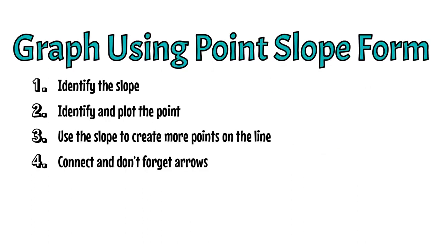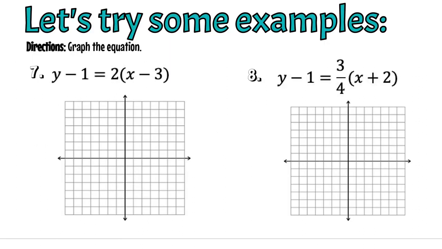Next, we're going to graph when we're given an equation in point slope form. So the first step is to identify our slope, and then we would want to identify the point and plot it. And then we're going to use the slope to plot more points on the line. Once we have enough points to create a line, then we're going to connect and add arrows to the ends. So let's try some examples.